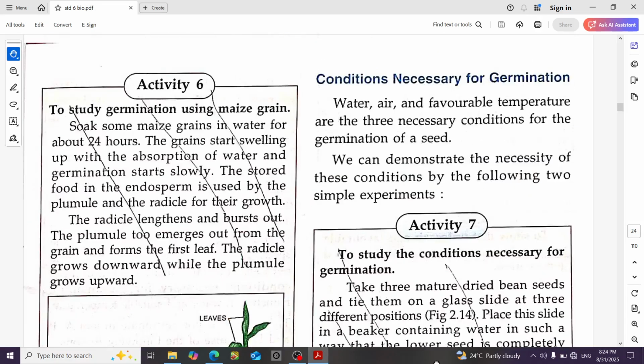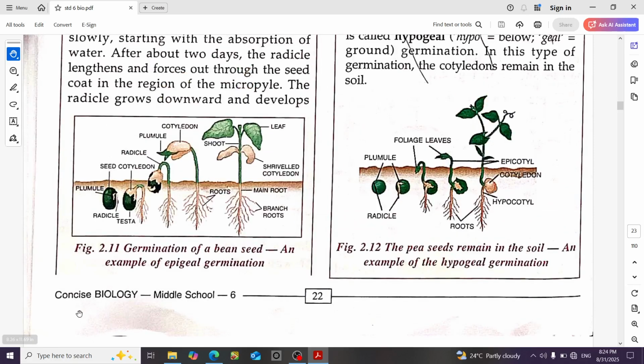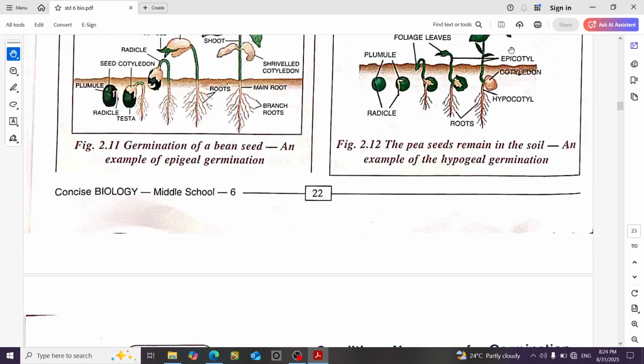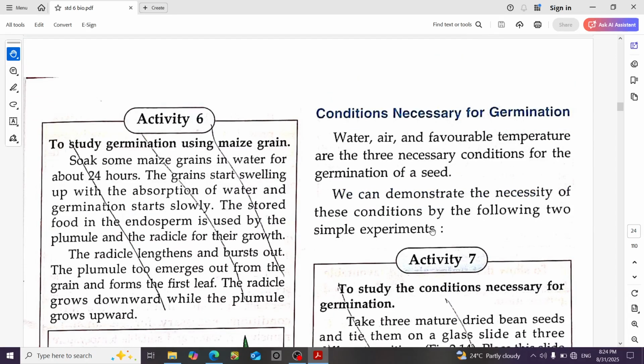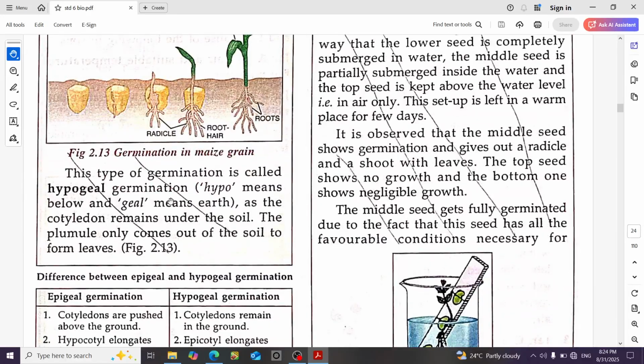Now here there are two things that are told to us. See, germination of bean seed is an example of epigeal germination. Here they have shown us hypogeal germination. In the remaining seeds in the pot, it is observed that the cotyledon remains below the ground. This is hypogeal. So remember this. And here they have said this is hypogeal germination.